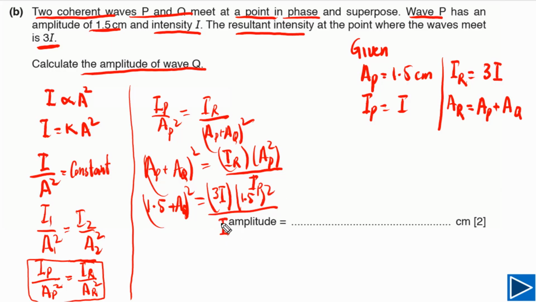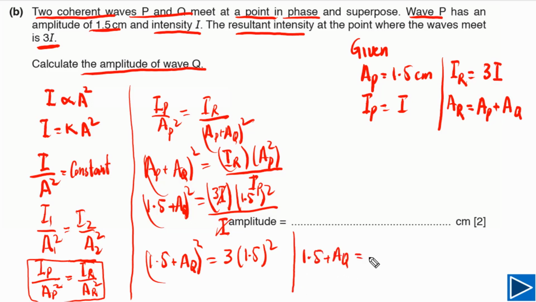Now if you look at I, in the numerator I is here and I is here, so we can just cancel them out. Let me write what is left in a clear way. We are left with (1.5 plus AQ) squared equal to 3 times 1.5 squared. Taking the square root on both sides, 1.5 plus AQ is equal to root 3 times 1.5. Solving for AQ, we get AQ equal to 1.1 centimeters, because the unit for amplitude is centimeters. So our final answer is 1.1 centimeters, and this is how we can answer this type of question.